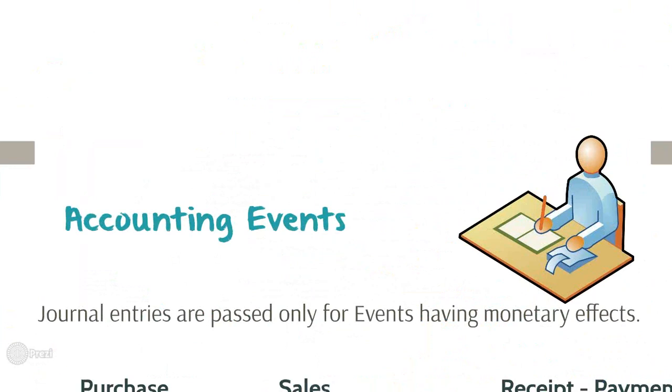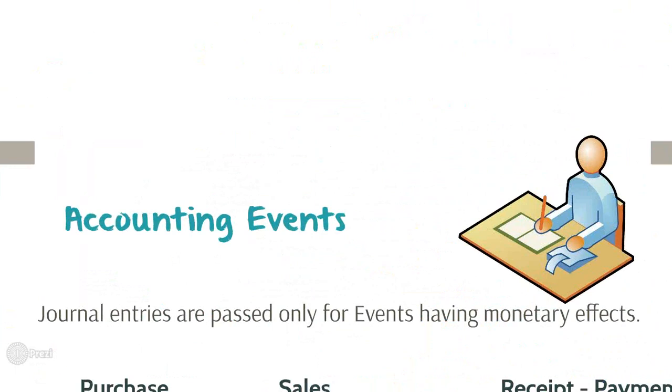So accounting events, what we say is the journal entry is only passed when there are some monetary transactions. So there are transactions, but if they are not monetary, then we do not pass the journal entry. Just like hiring an employee, firing an employee. That is not at all a financial transaction. So for those particular transactions, the accounting events are not tracked.